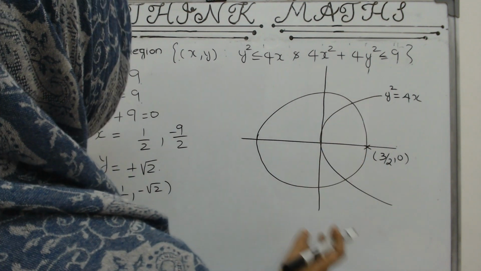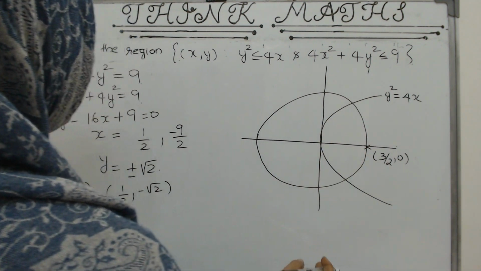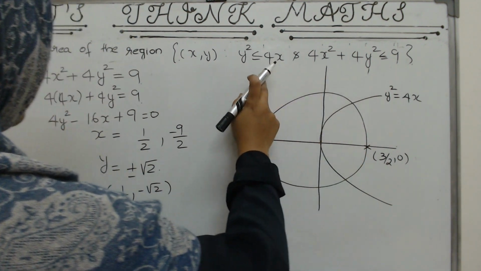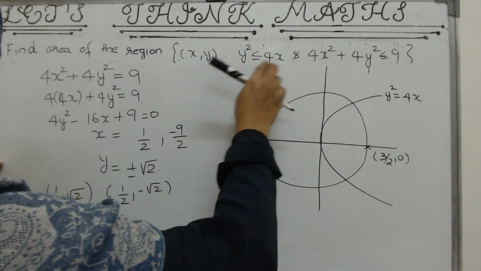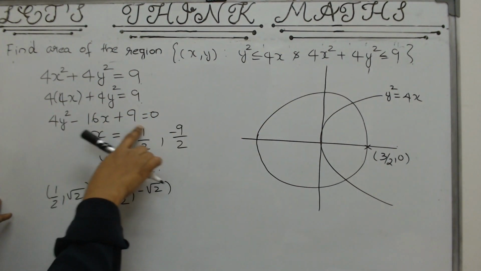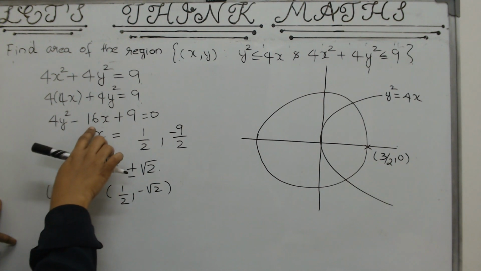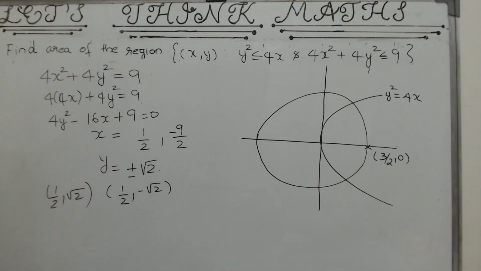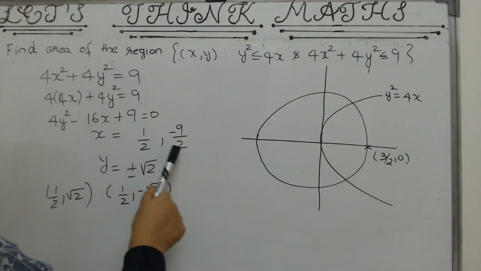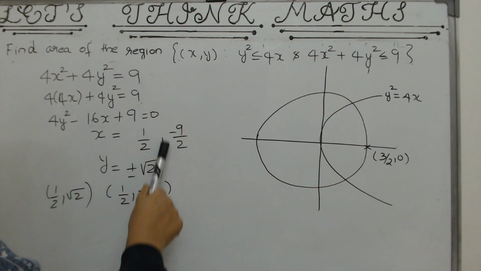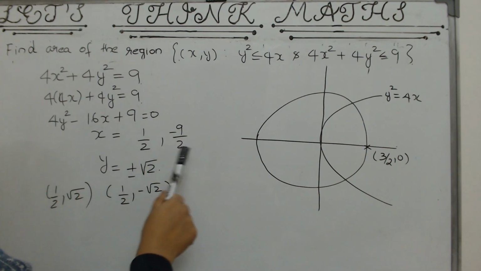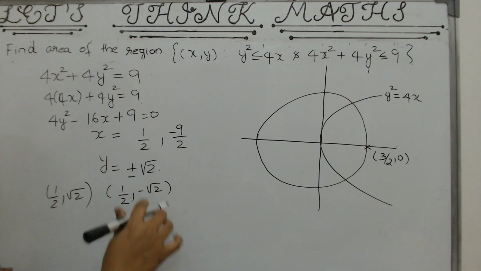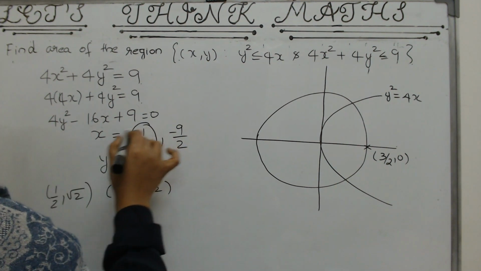Then it has to meet somewhere, right? What is the point of intersection? Solve these two equations. Instead of y square, put 4x. Then you get this equation. 4y square minus 16x plus 9 is equal to 0. 16 minus 16 you can write as plus 2 minus 18, right? So then you will get two values for x. But then if you substitute minus 9 by 2, you will see that this is no longer real. So this is the only value that we can use.